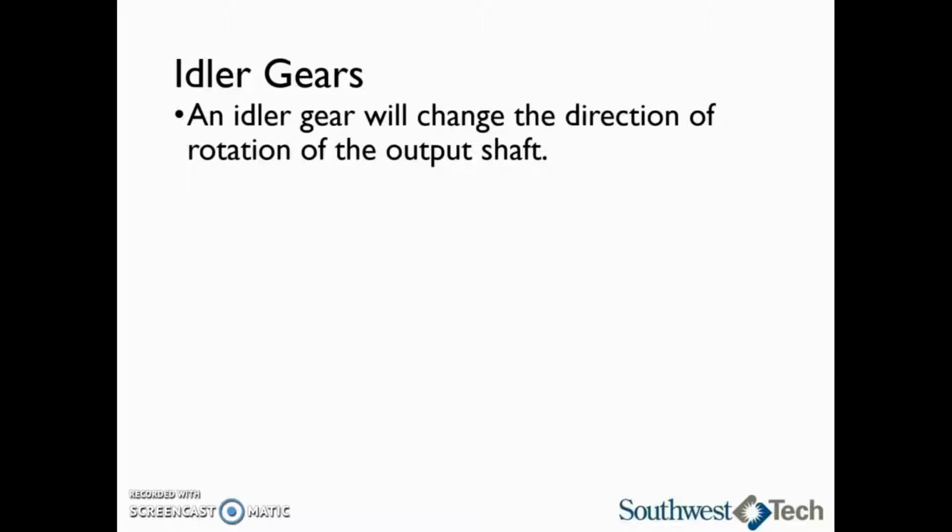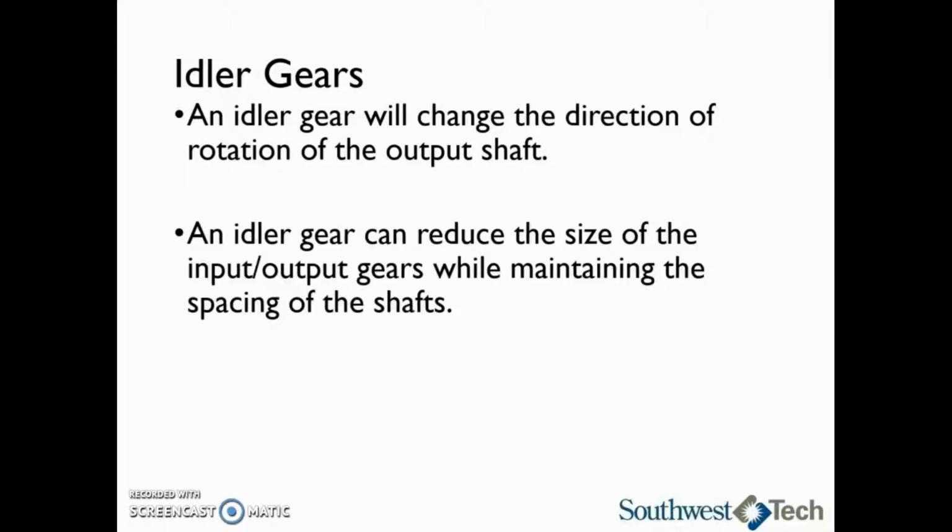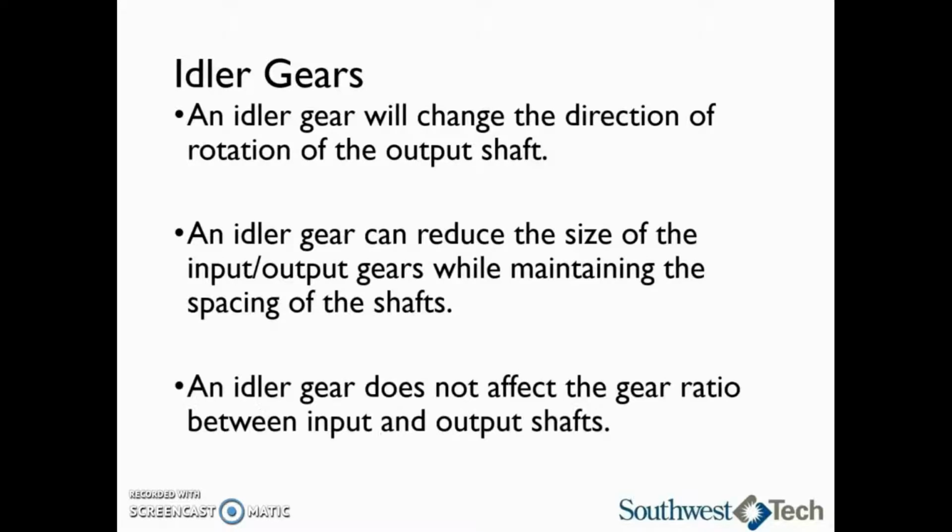Idler gears are sometimes used to transmit rotation among distant shafts in situations where it would be impractical to simply make the distant gears larger to bring them together. In this manner, idler gears can reduce the size of the input-output gears while maintaining the spacing of the shafts. Larger gears occupy more space and also have more torque, so in cases where the larger torque is impractical, idler gears are used. An idler gear also does not affect the gear ratio between the input and output shafts.